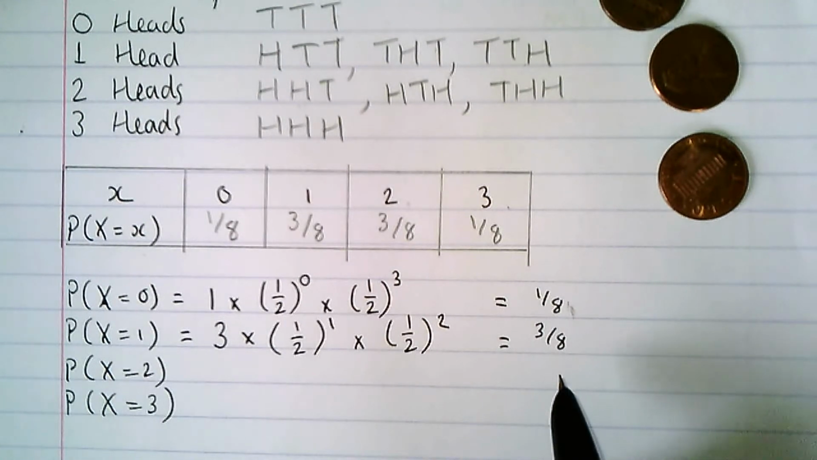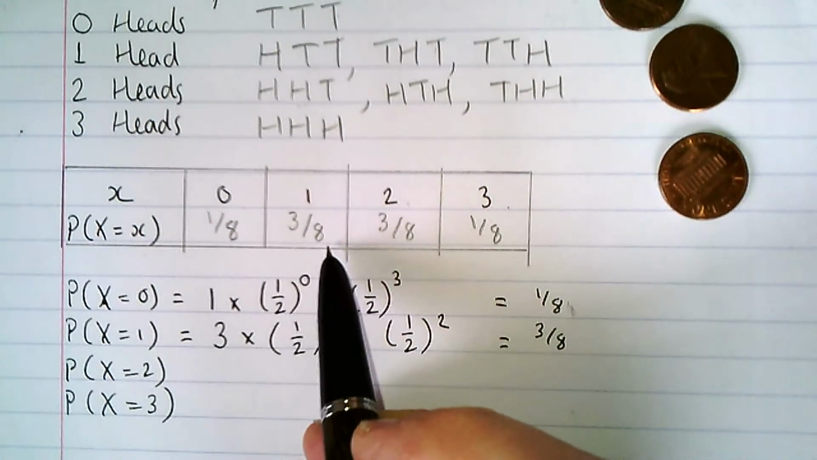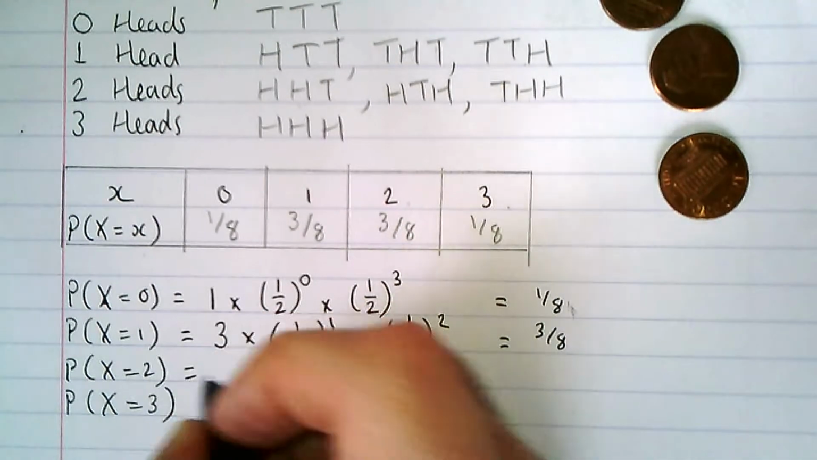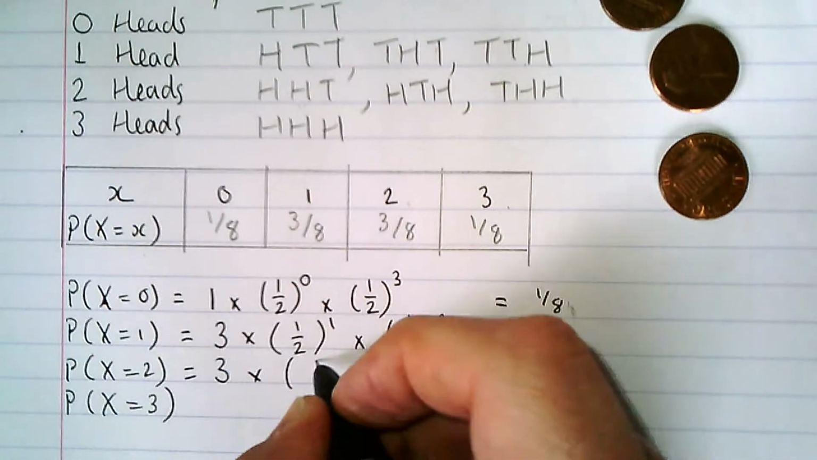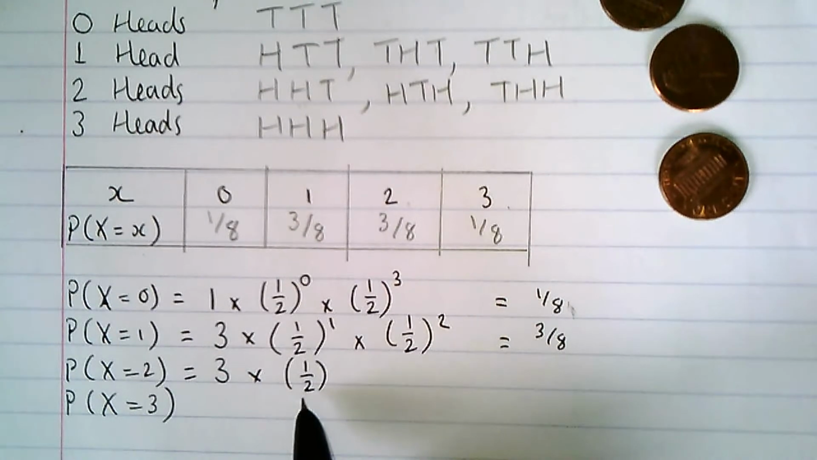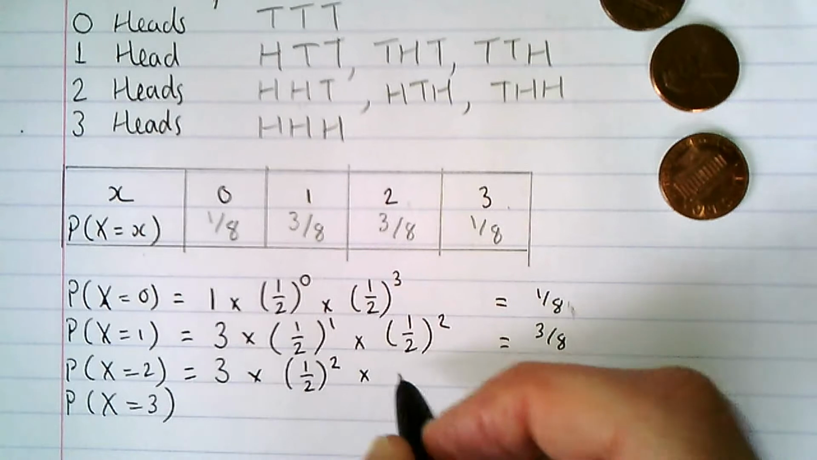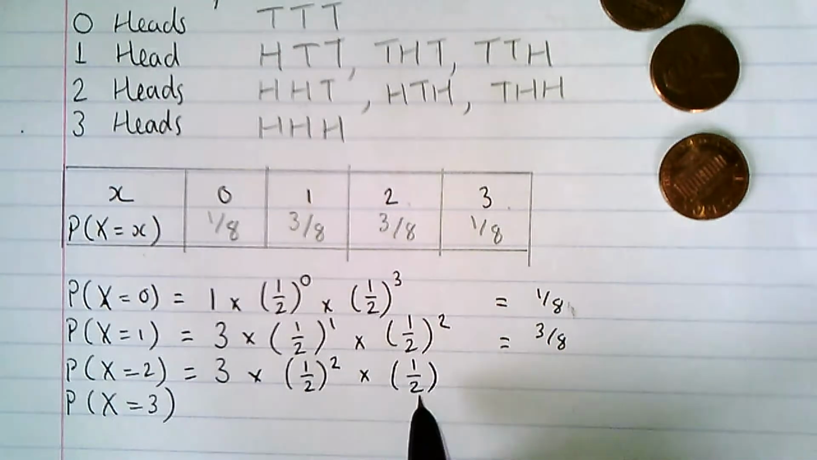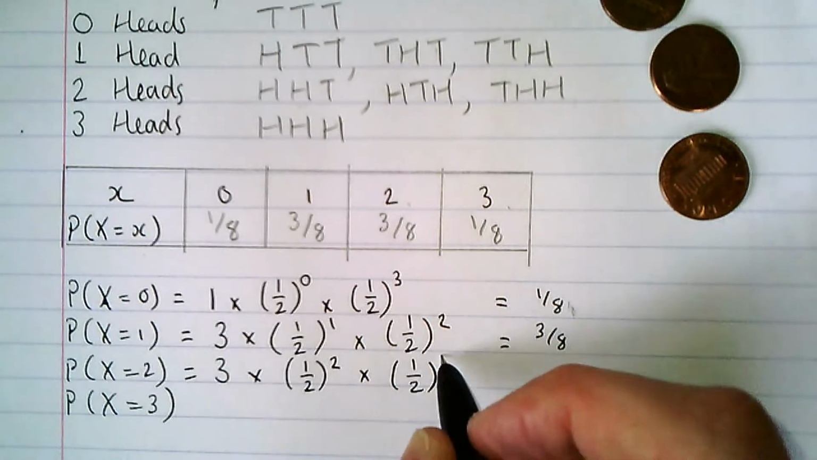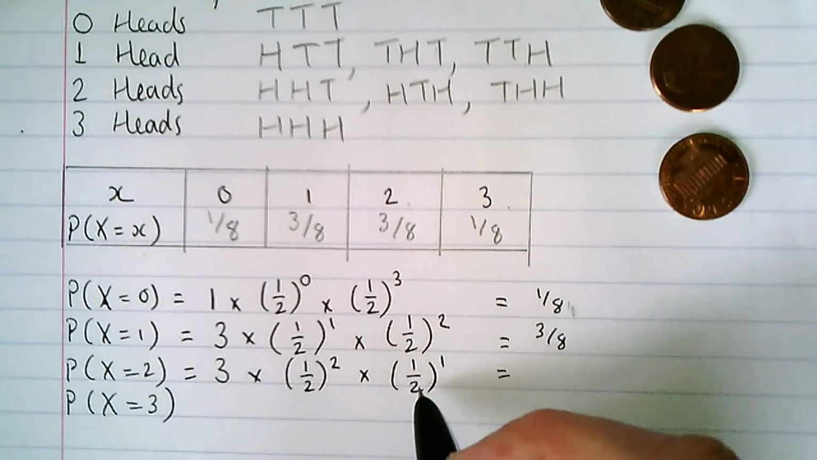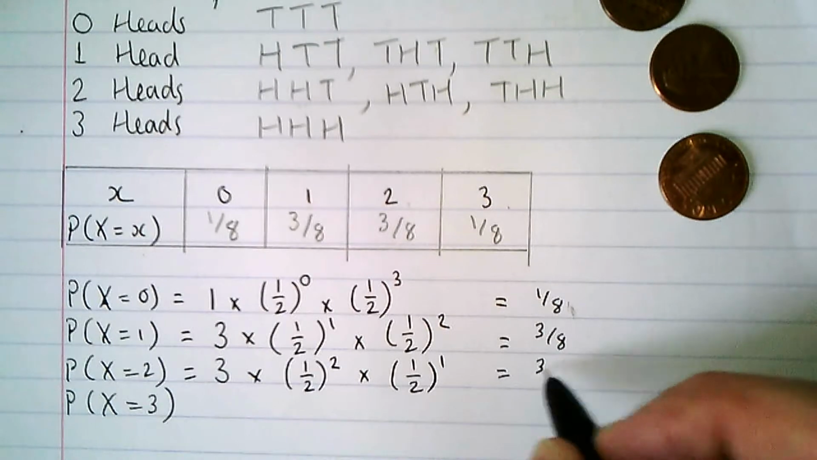So again, that is the same as the probability that is here when we were doing this theoretically, and we can carry on in the same way. So 3 times the probability of a head, which is a half. How many heads do I want? It says here I want 2, so it's going to be to the power of 2. And then the probability of a half, this is for tails, and I want 1 of them. So a half times a half times a half is 1/8, times 3 is 3/8.